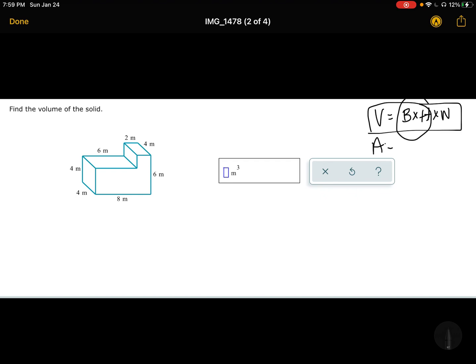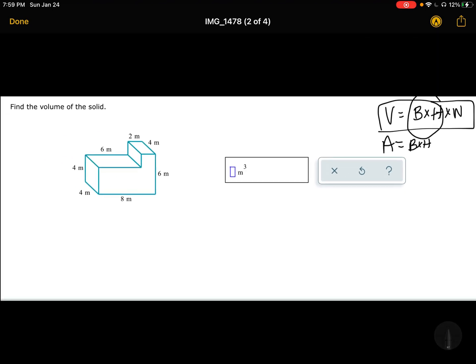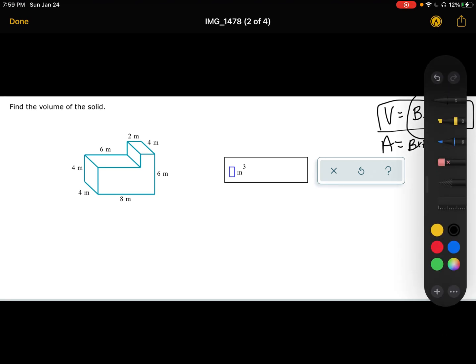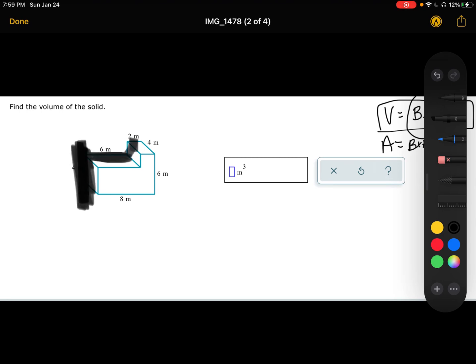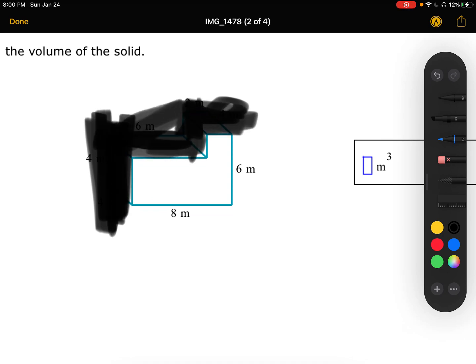So area is base times the height. So when you start this, just look for the area first. I am just going to block out this first part right here, and then we'll come back to it. I really just want you guys to look at this and imagine that this is just the shape, right? How would you find the area for this shape?